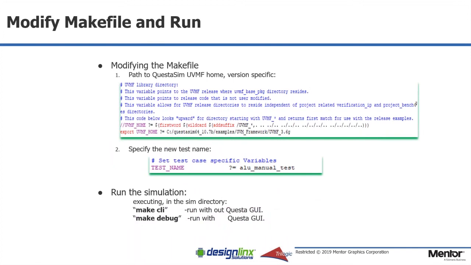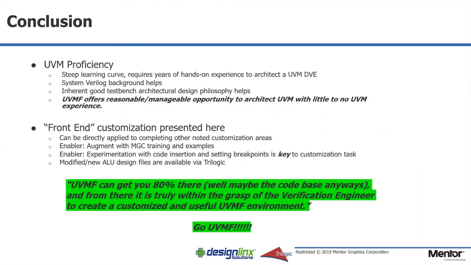To be able to run the test, there's one small area that you have to change, and that's the UVMF home. We need to point to the UVMF 3.6G revision of the tools. I don't know that the scripting works with anything prior to that, but I was required to do that. Change the test name to your new ALU manual test, and then run the simulation with the standard make targets for running Questa with or without the GUI. So you've done all your edits, and you have top test control working.